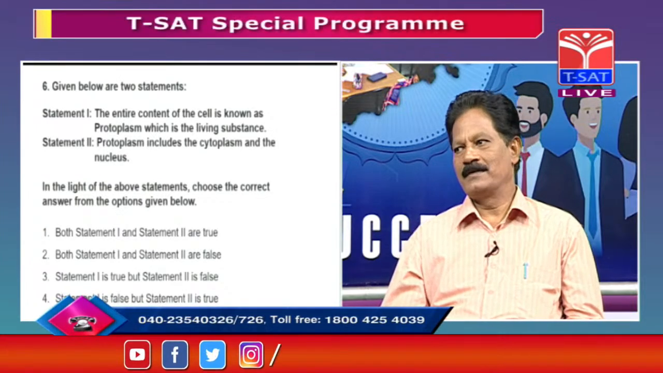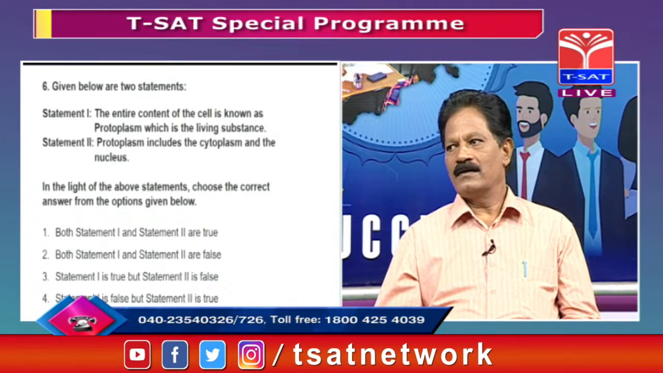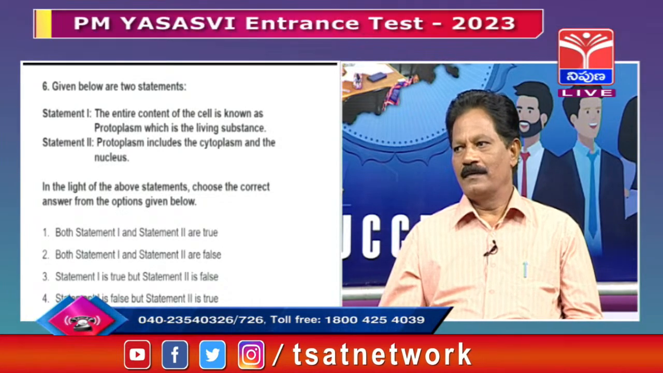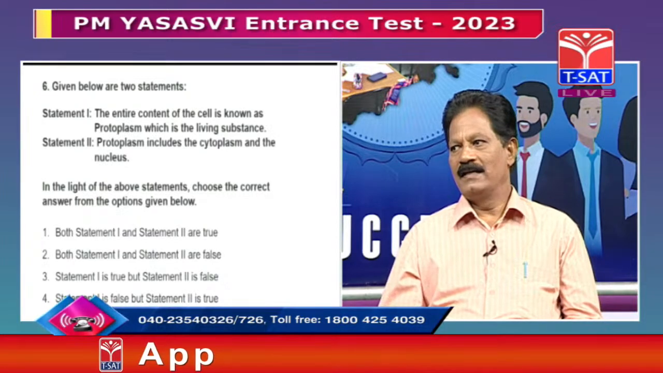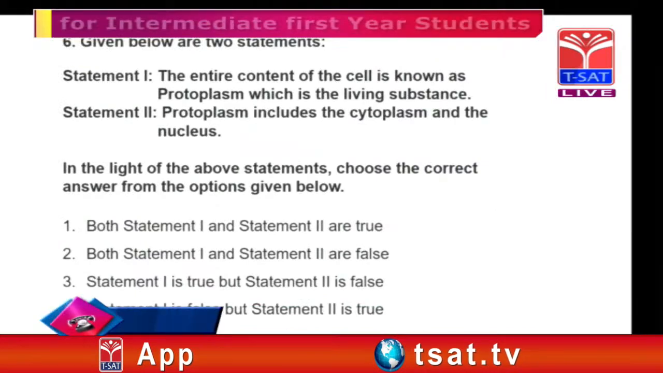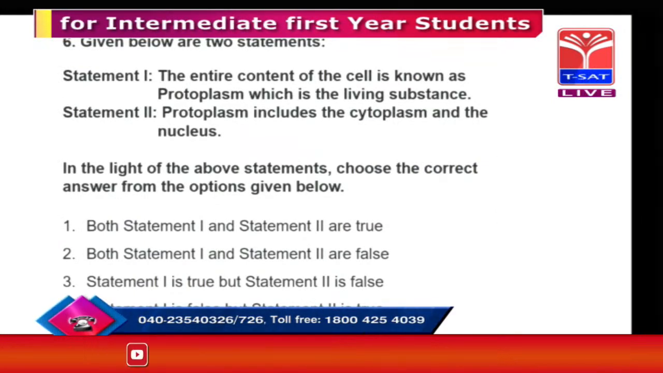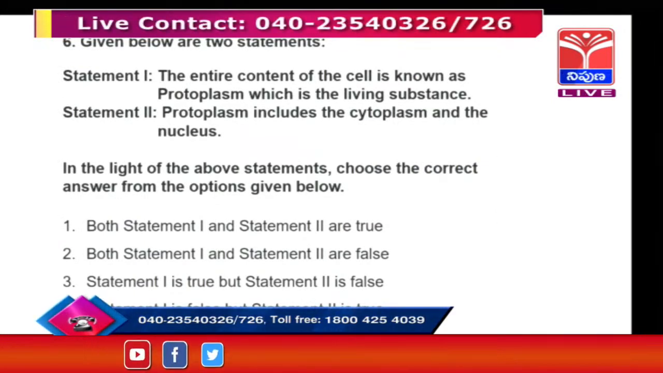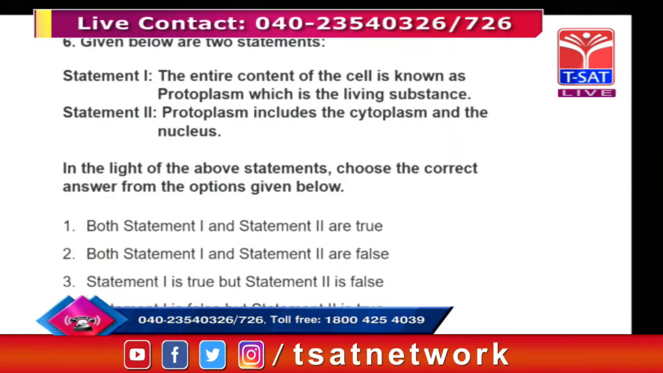So, just read the statement. The entire content of the cell is known as protoplasm, which is the living substance. Entire content means living along with the plasma membrane, that is protoplast. The statement 1 is incorrect.